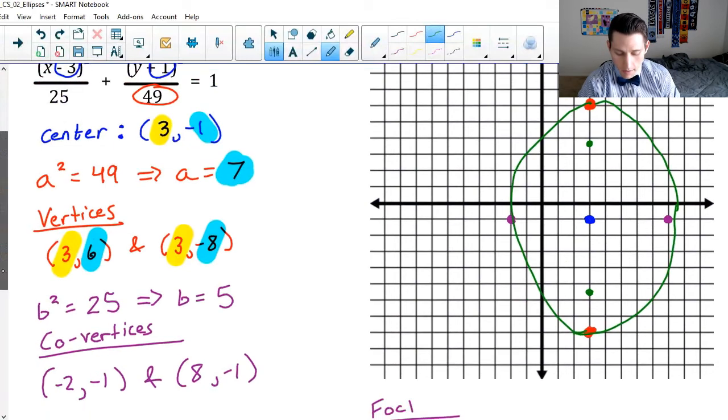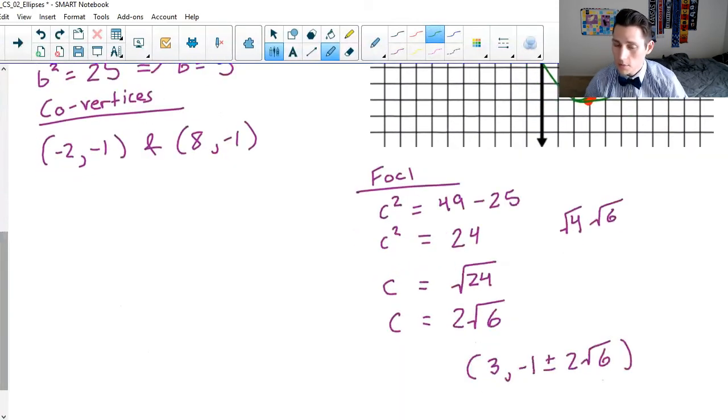So for foci, we use c squared equals a squared minus b squared. And then that tells us where we need to move. Based on if the ellipse is vertical or horizontal is how you know what values to add or subtract from. Right? Because if I need to move up and down, then I add or subtract from the y value. But if I need to move left and right, then I'll add or subtract from the x value.